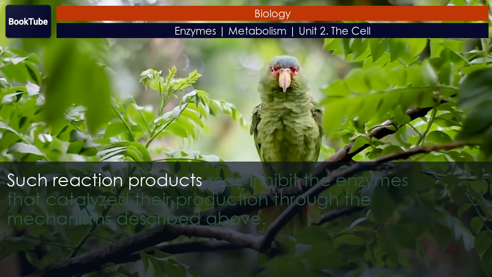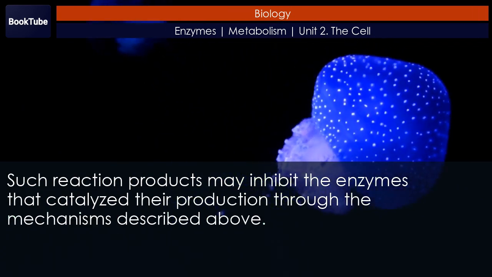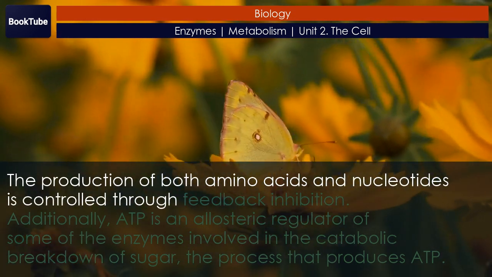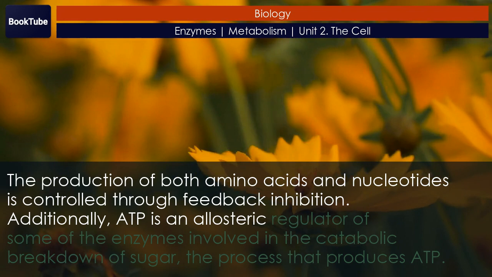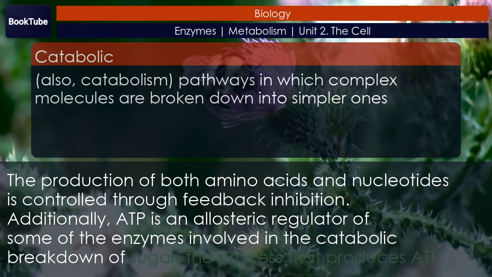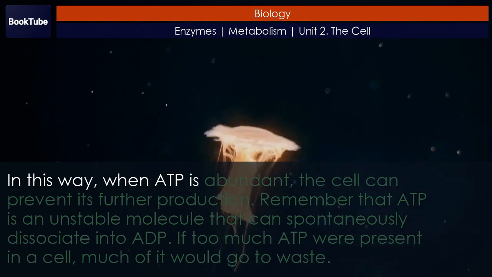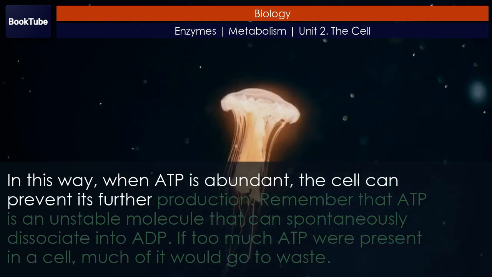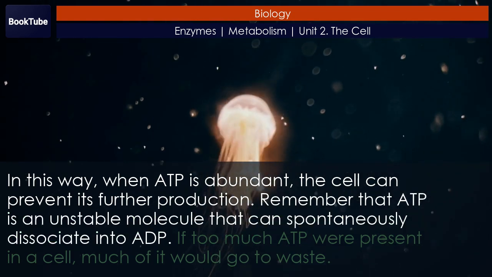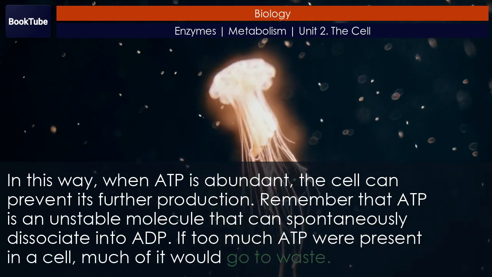Such reaction products may inhibit the enzymes that catalyzed their production through the mechanisms described above. The production of both amino acids and nucleotides is controlled through feedback inhibition. Additionally, ATP is an allosteric regulator of some of the enzymes involved in the catabolic breakdown of sugar, the process that produces ATP. In this way, when ATP is abundant, the cell can prevent its further production. Remember that ATP is an unstable molecule that can spontaneously dissociate into ADP. If too much ATP were present in a cell, much of it would go to waste.